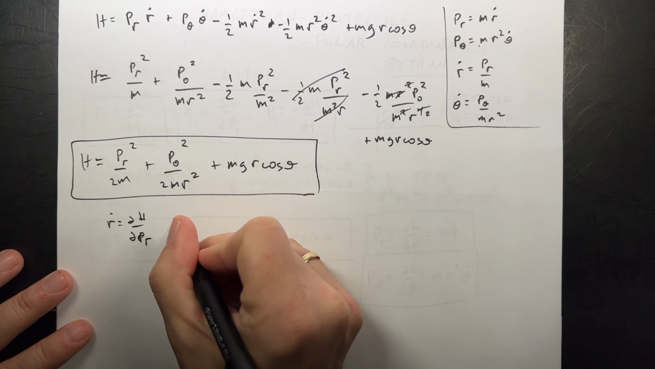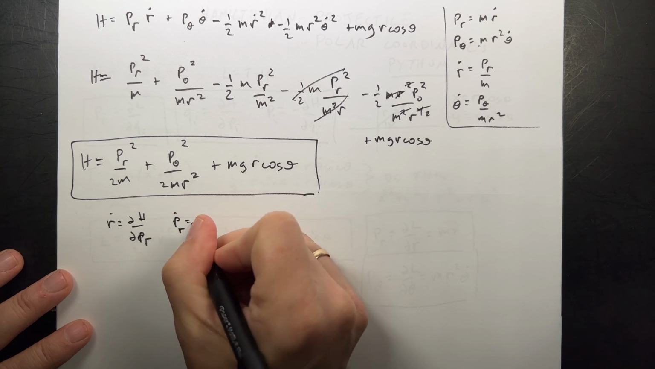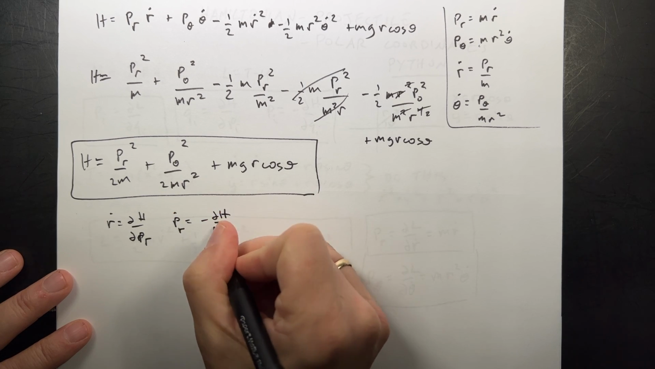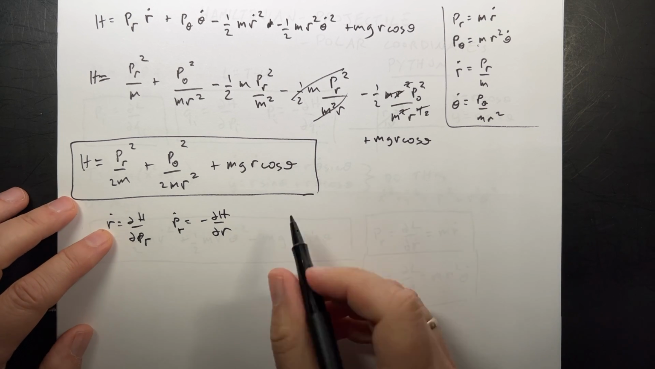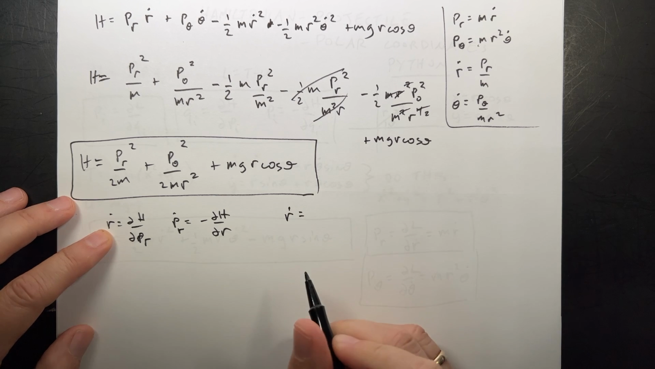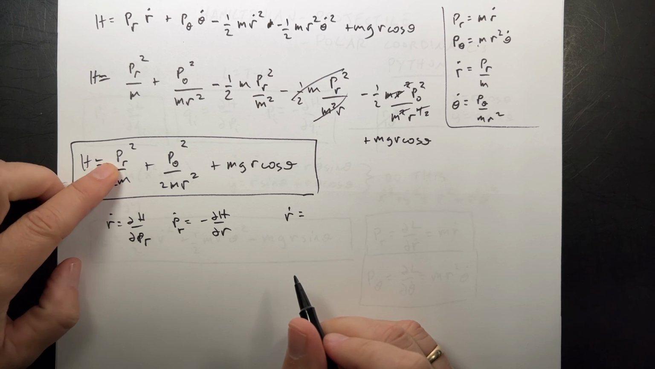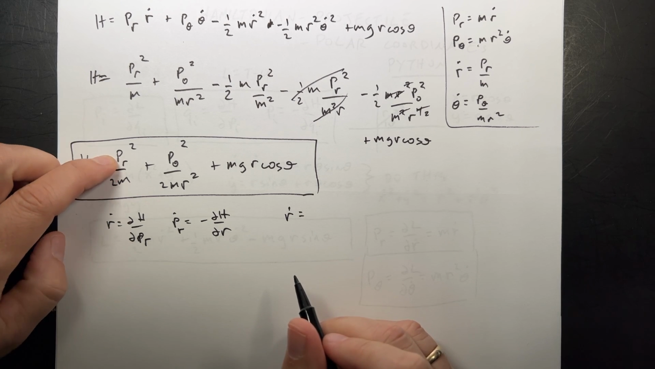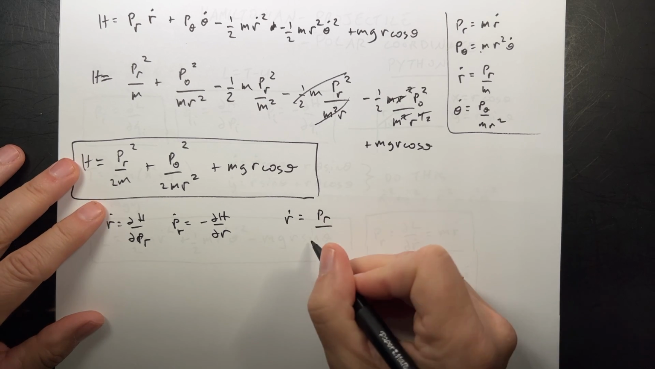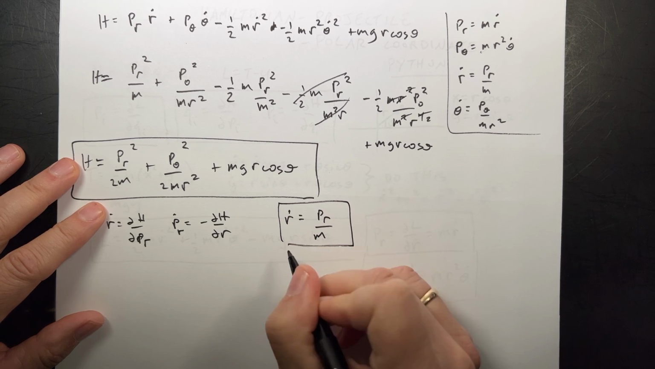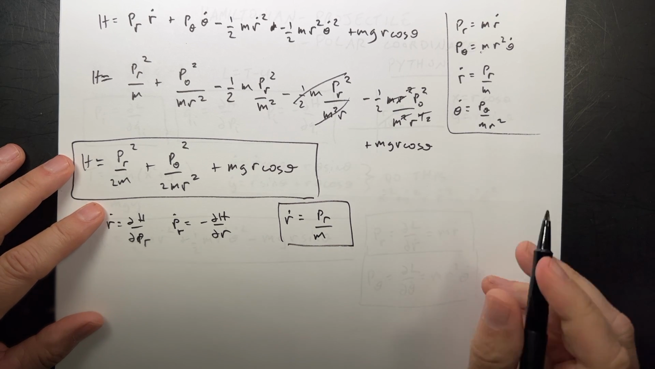And pr dot is negative the partial of H with respect to r. So let's write these two differential equations. So r dot is going to be equal to the partial of this with respect to pr. So I only have one pr here. And so I just bring down the 2 and I get pr over m, which, spoiler alert, we already knew, right? We already said that up here.